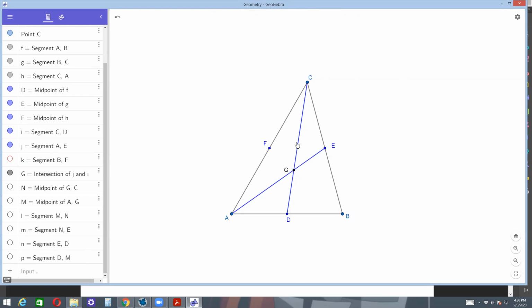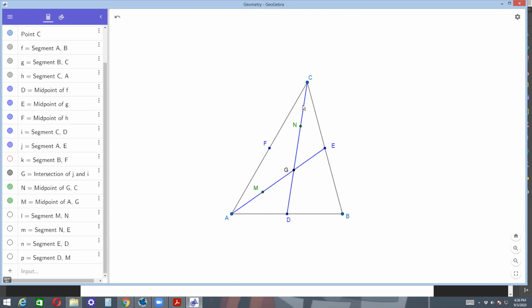So I have that these two lines intersected at this point G. What I need to prove is that the third one, BF, also intersects at G. Now, how I'm going to do this is a little bit of a roundabout way compared to before. First, I'm going to define 2 points. I'm going to define M and N as the midpoints of AG and CG respectively.